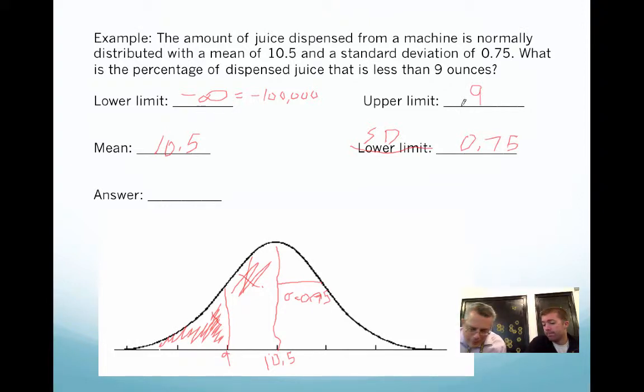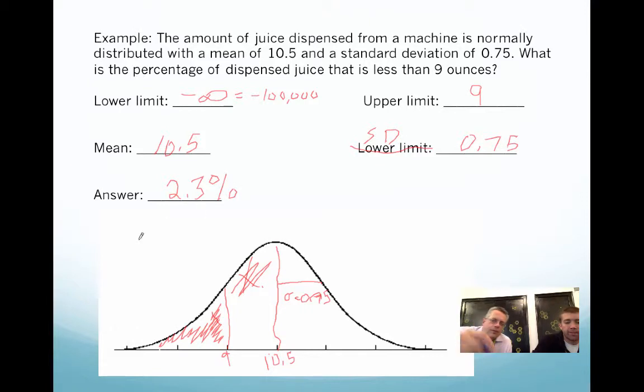So here we go. Big calculation here. Second distribution, normal CDF. I'm going to enter those numbers. Negative 100,000, comma, 9, comma, 10.5, comma, and 0.75. So I entered those 4 numbers. It turns out that it's 2.3%.